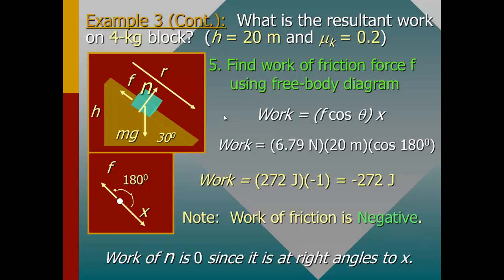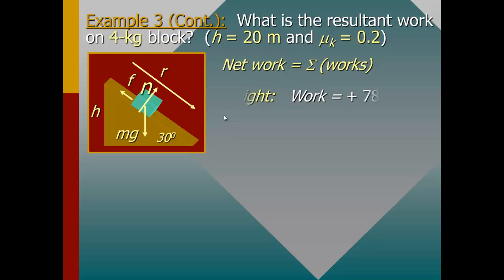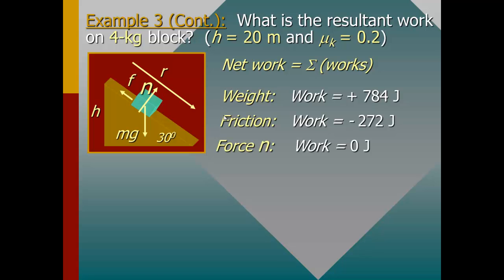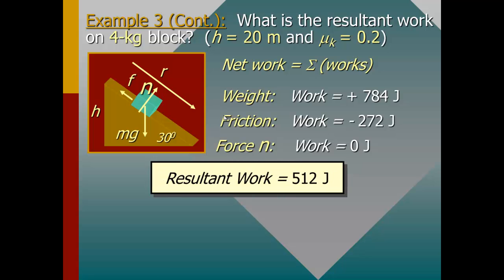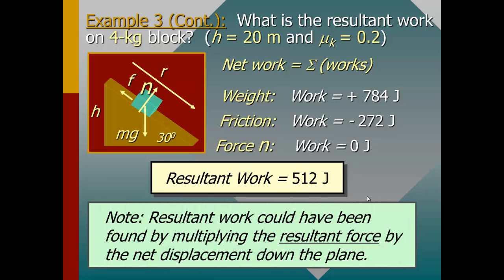And so all we have to do now is add up the sums of the works. So we have weight is positive 784, friction is negative 272. The work done by the normal force is 0 joules. So we just take the 784, subtract the 272, and we get 512 joules. So note the resultant work could have been found by multiplying the resultant force by the net displacement down the plane. So we could have found the net force by taking the force of the weight in the direction of motion minus the force of friction, and then multiplying that by the displacement.